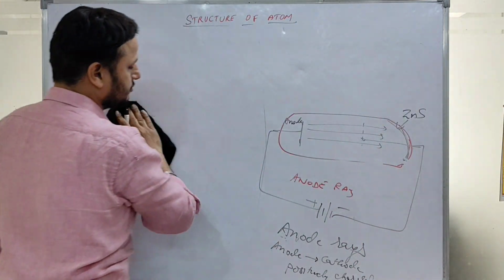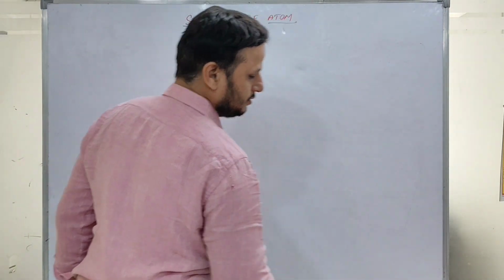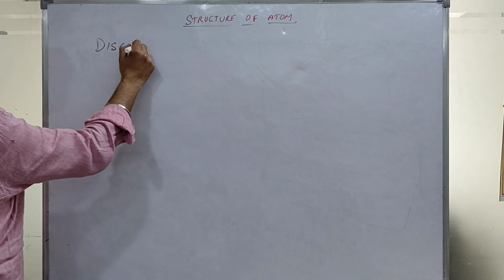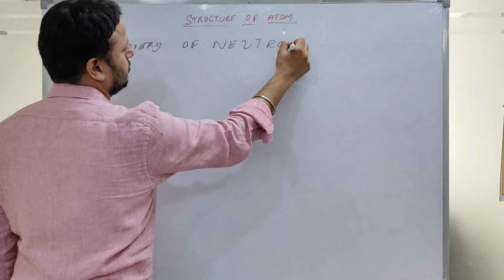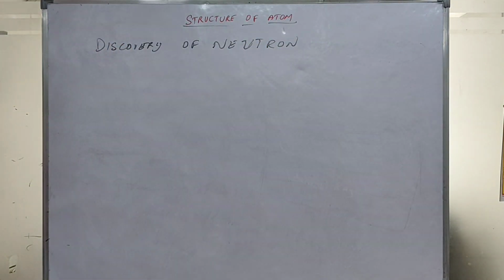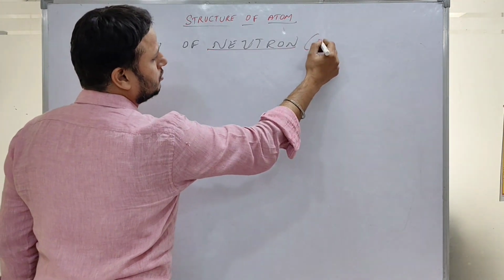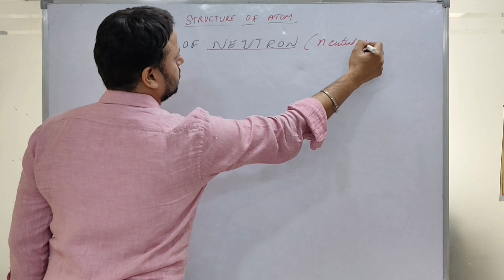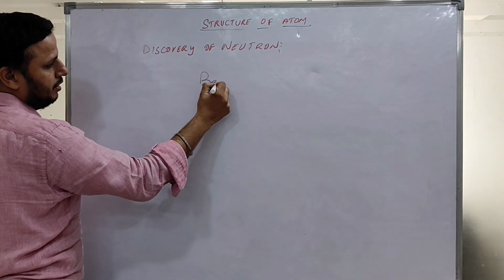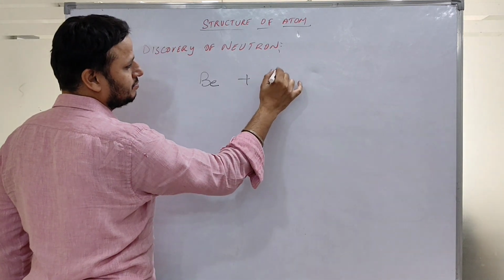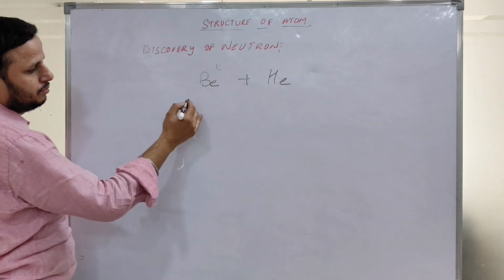And then the discovery of neutron. A neutron was discovered. A neutron, the neutral particle, involved beryllium and helium. Helium particles are bombarded on beryllium.